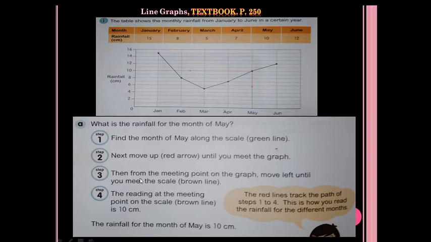Step number 3, then from the meeting point on the graph, move left until you meet the scale, the brown line here. From the dot, move to the left and you find number 10 there. And then step number 4, the reading at the meeting point on the scale, the brown line, is 10 centimeters. So the rainfall for the month of May is 10 centimeters. The red lines track the path of step number 1 to number 4. This is how you read the rainfall from the different months.